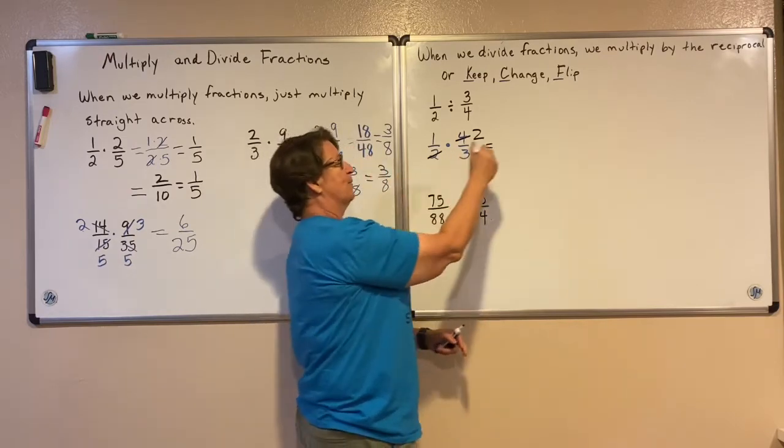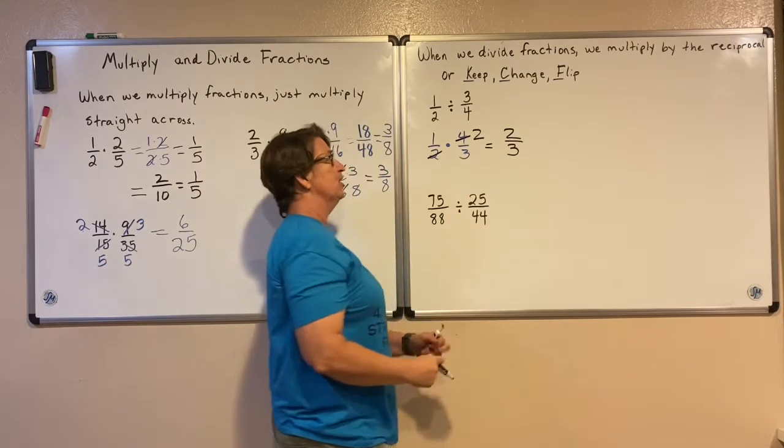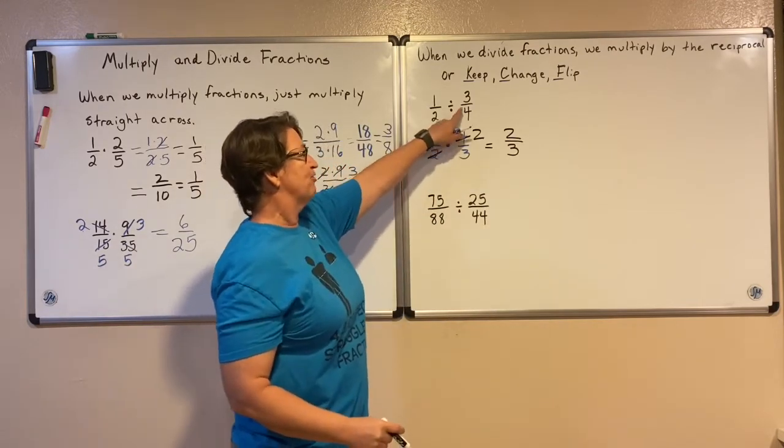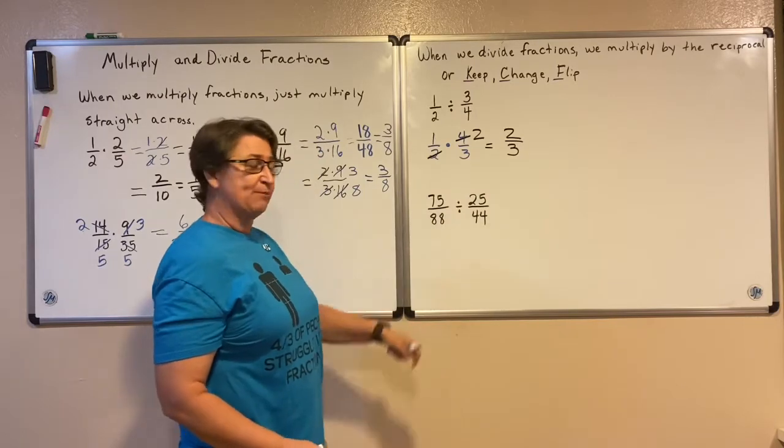So on top, I end up with 2, and on bottom, I end up with 3. So 1/2 divided by 3/4 gives me 2/3. I'm going to do the same thing here.